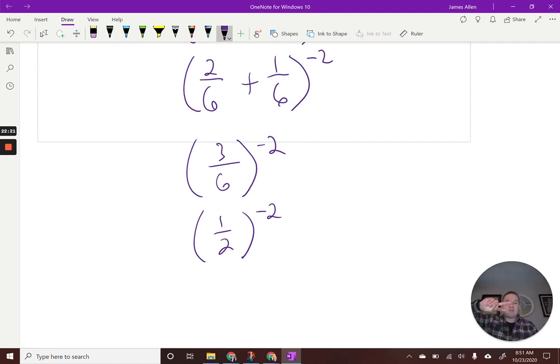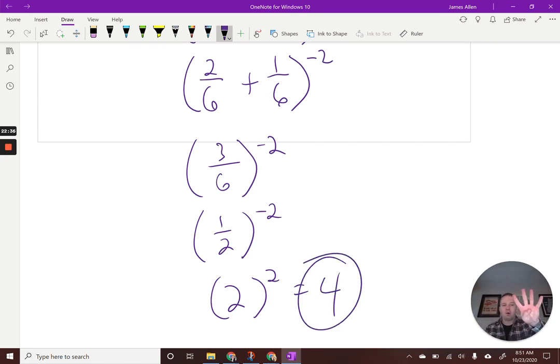All right, I'm going to flip it, do the reciprocal, which gives me 2 over 1, or just 2. And then I would change my sign of the exponent to a positive. I've addressed the negative exponent by doing the reciprocal. I have 2 squared, which is 4. That's it.